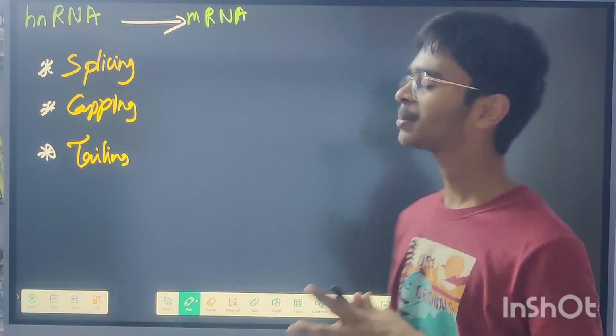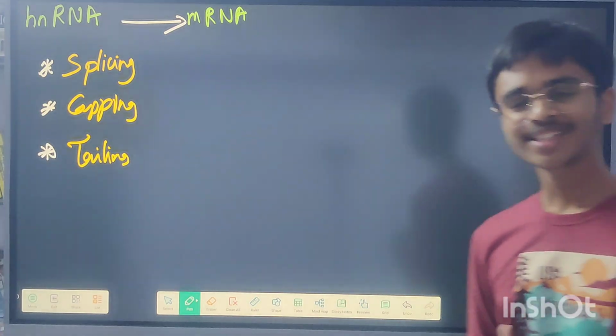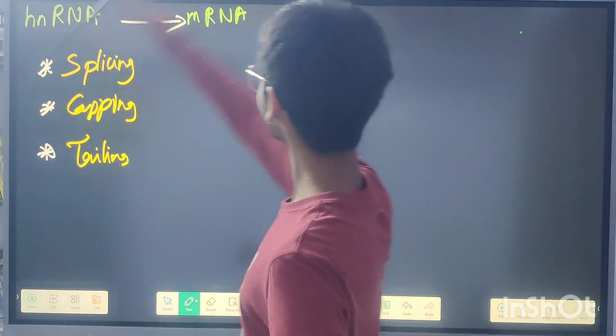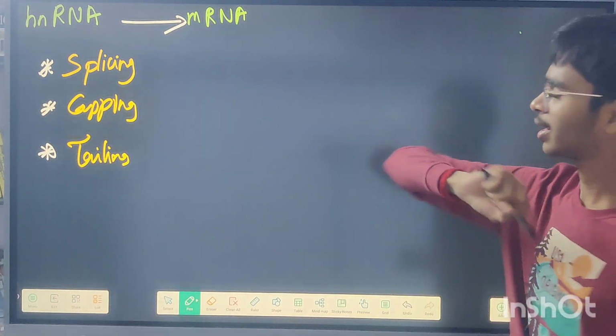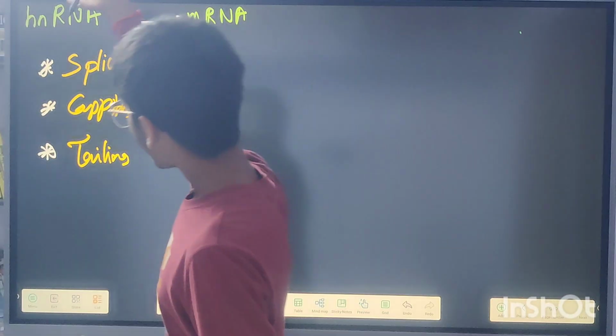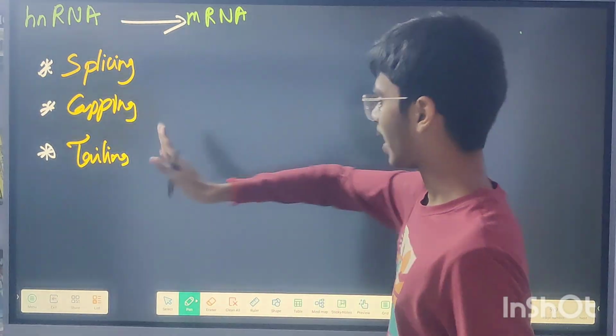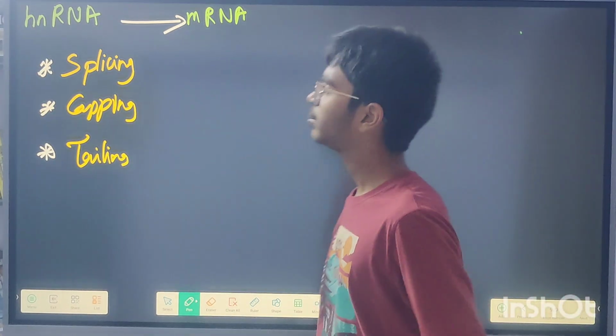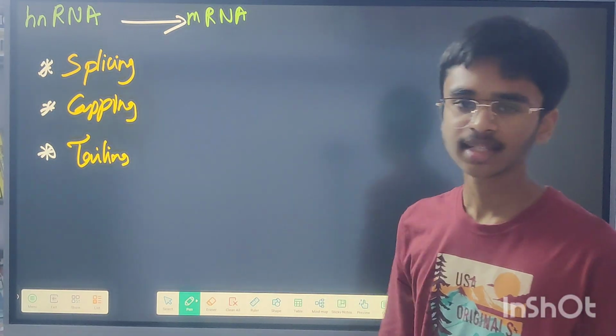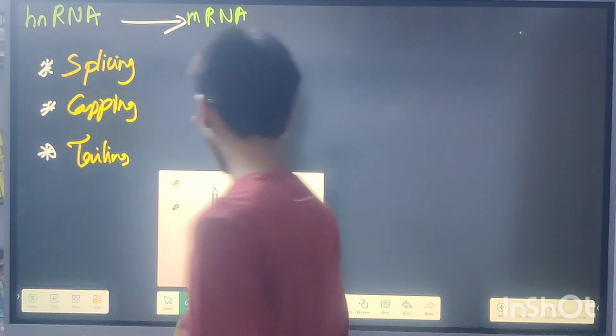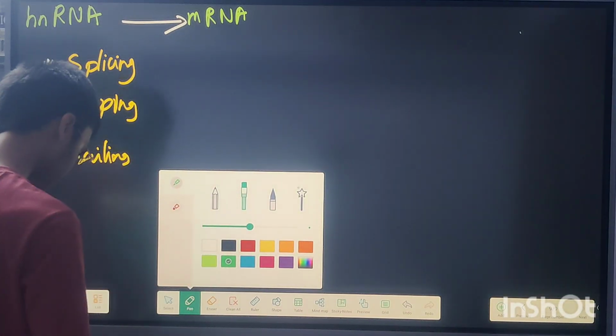Today we are going to see part 3 of molecular basis of inheritance, where hnRNA is converted into mRNA. That is what we are going to see. By these three processes, by splicing, by capping, and by tailing, hnRNA is converted into mRNA.